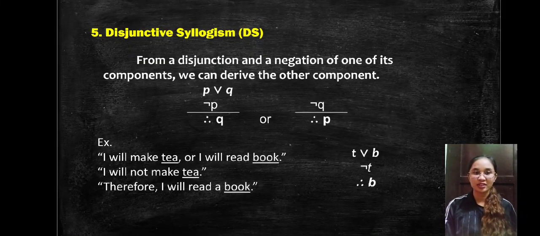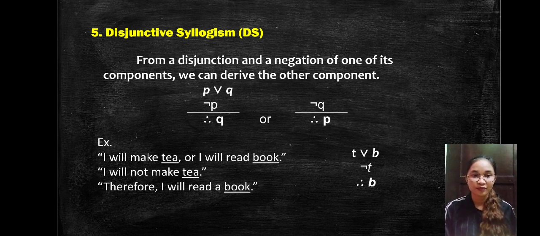Number 5 is disjunctive syllogism. It is normally shortened as DS. From a disjunction and a negation of one of its components, we can derive the other component. So, if I have P or Q, if I have not P, therefore, I have Q. Or, if I have not Q, therefore, I have P.